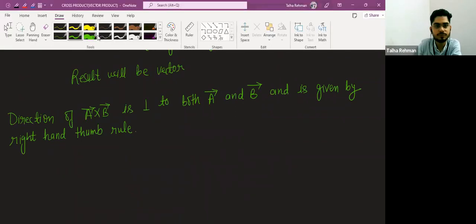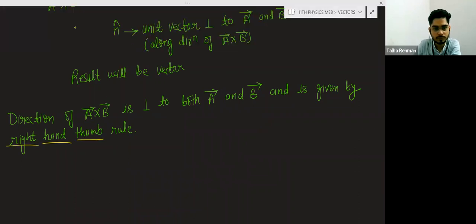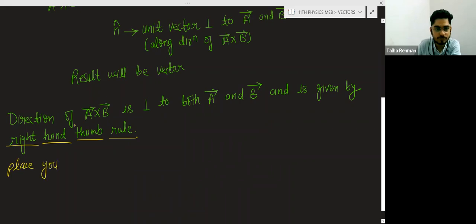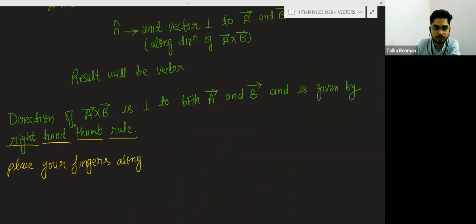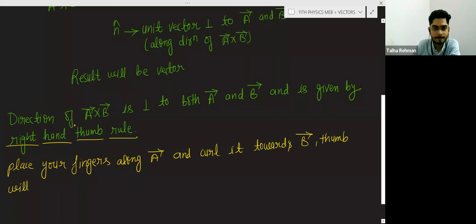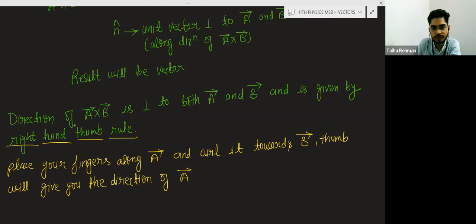Right hand thumb rule. According to the right hand thumb rule, place your fingers along the A vector and curl them towards the B vector. The thumb will give you the direction of A vector cross B vector.